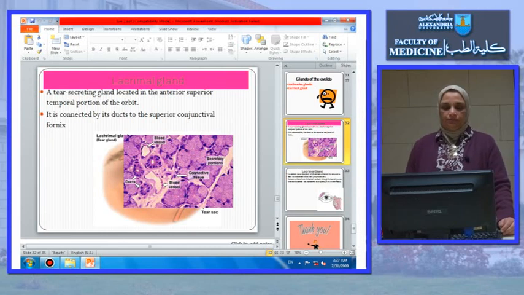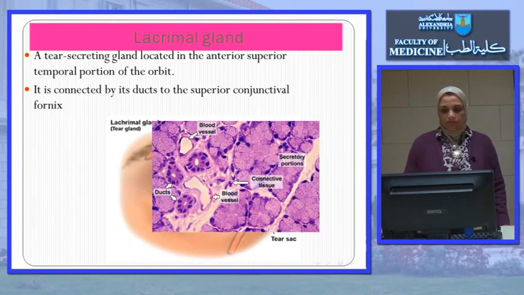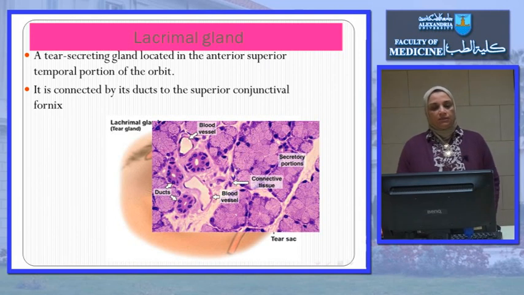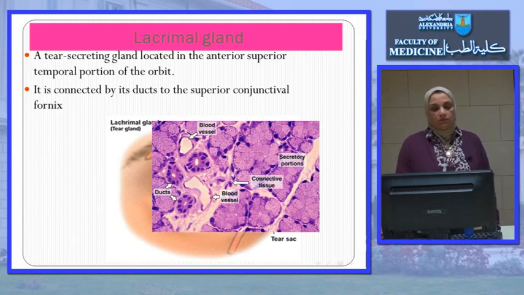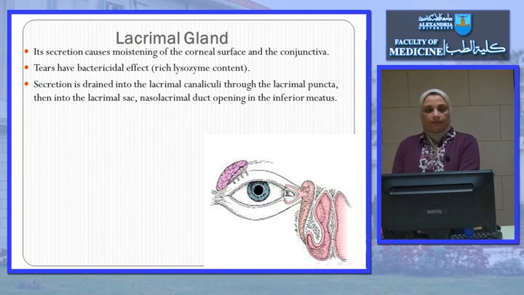Now we'll discuss the lacrimal gland. What's the lacrimal gland? This is a tear secreting gland located in the anterior superior temporal portion of the orbit, and it's conducted by its duct to the superior conjunctival fornix. So these glands will secrete the tears, and the type of the glands is serous glands. The secretion causes moistening of the corneal surface and the conjunctiva.